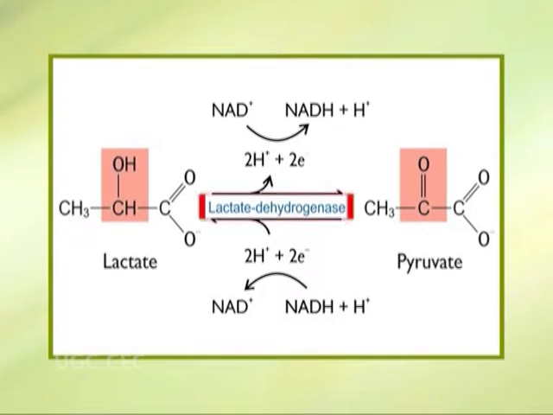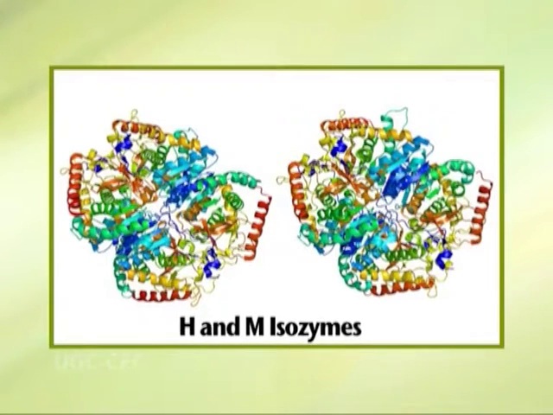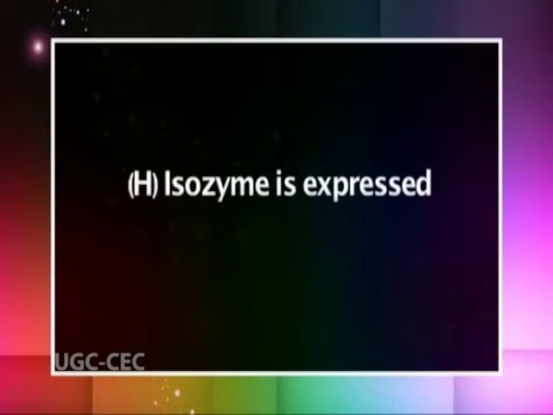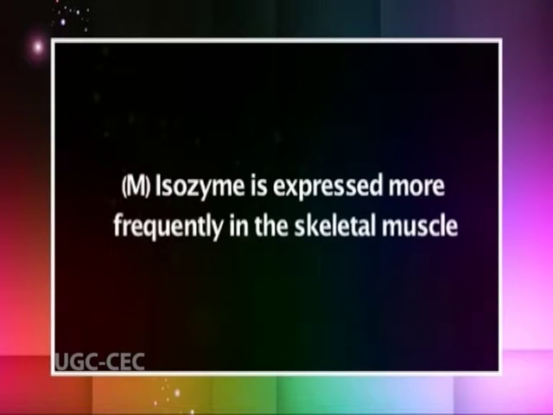Isozymes in general can be used to meet the metabolic needs of different tissues and developmental states. An example of an enzyme with different isozymes is lactate dehydrogenase. This enzyme is used to catalyze the synthesis of glucose in anaerobic metabolism of glucose. The isozymes of this enzyme are divided into 2 forms, the H isozyme and the M isozyme. The H isozyme is expressed more in heart, whereas the M isozyme is expressed more frequently in the skeletal muscle.